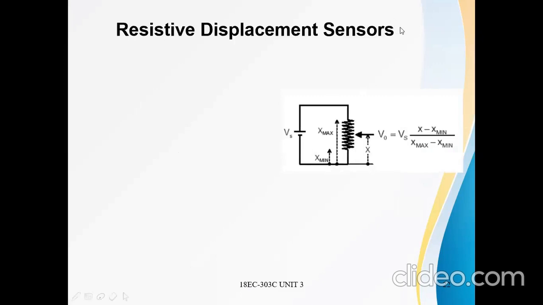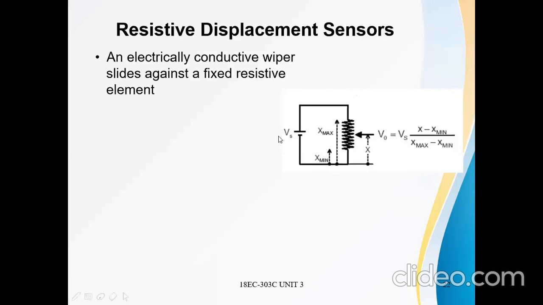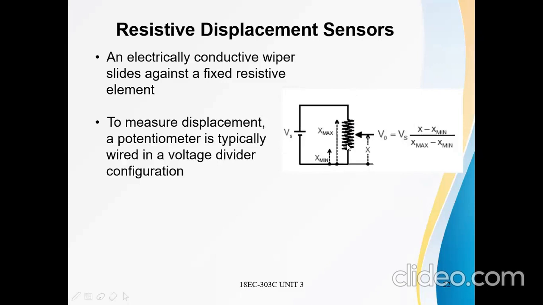Here you can see this is a resistive material and there is a wiper provided on it. By varying this wiper, the resistance can be increased or decreased. See what the delivered output is here. This is the provided source voltage, Vs. An electrically conductive wiper slides against a fixed resistive element. There is a fixed resistive element, and the wiper is there.